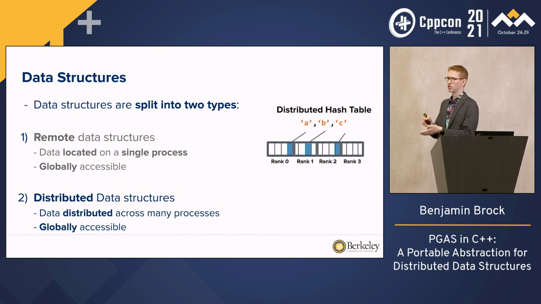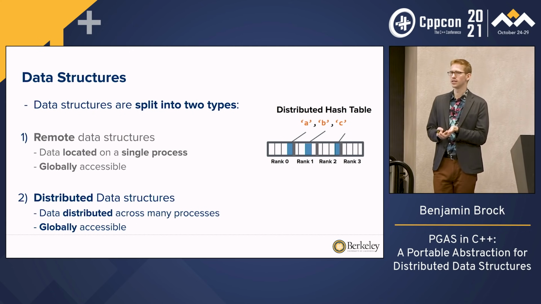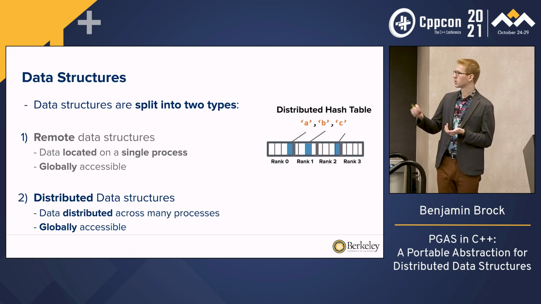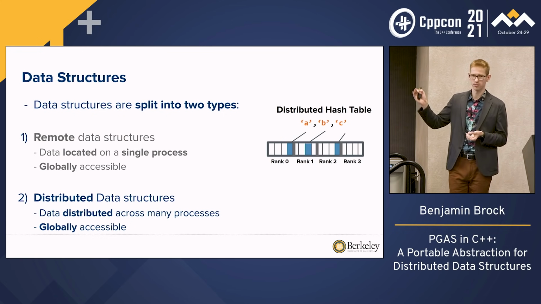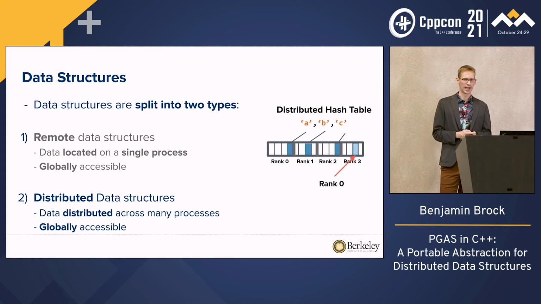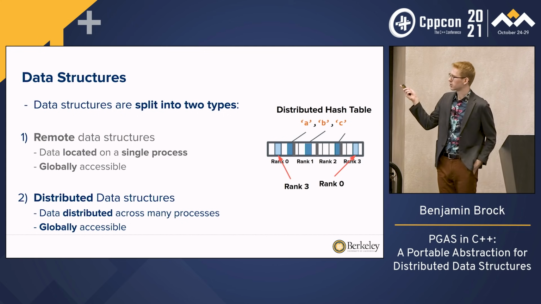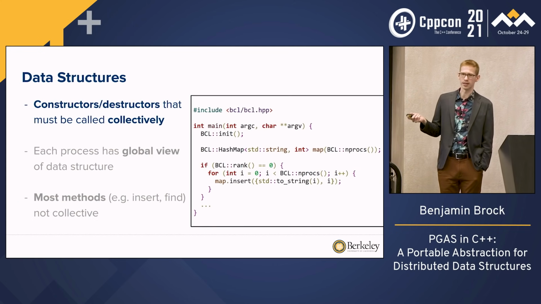Another type of data structure is distributed. Here, not only do we have global access, but also the data will be automatically distributed among many processes, either all the processes or some subset of the processes which we pick. Here we can see we have a distributed hash table, which is split among a bunch of processes, and then we have people inserting into the hash table.